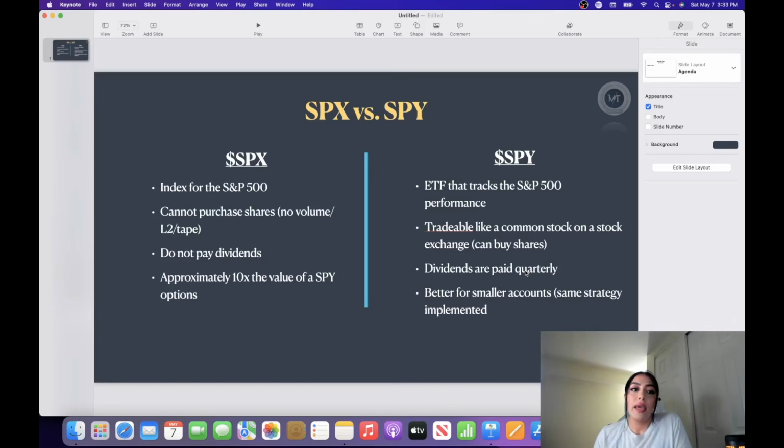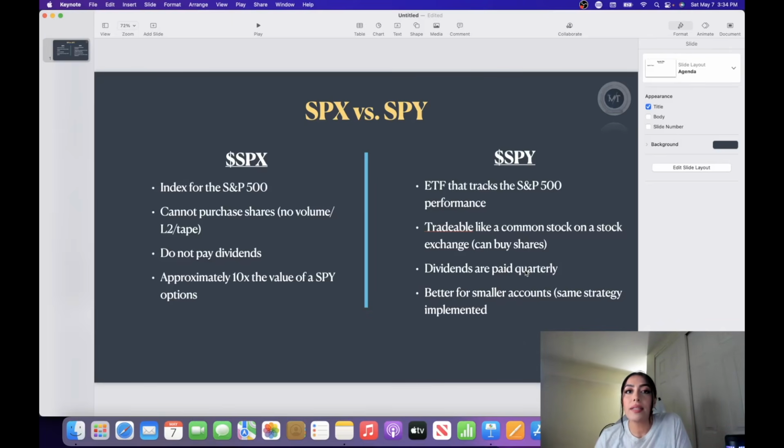SPX is the S&P 500 index. What it's really doing is just putting a value to a basket of stocks, and that is the 500 stocks that fall under the S&P 500. SPY is the exchange traded fund, or ETF, that tracks the S&P 500's performance. So if the S&P is up, SPY is up; S&P is down, SPY is down. So you can track how the market is doing overall by watching SPY.